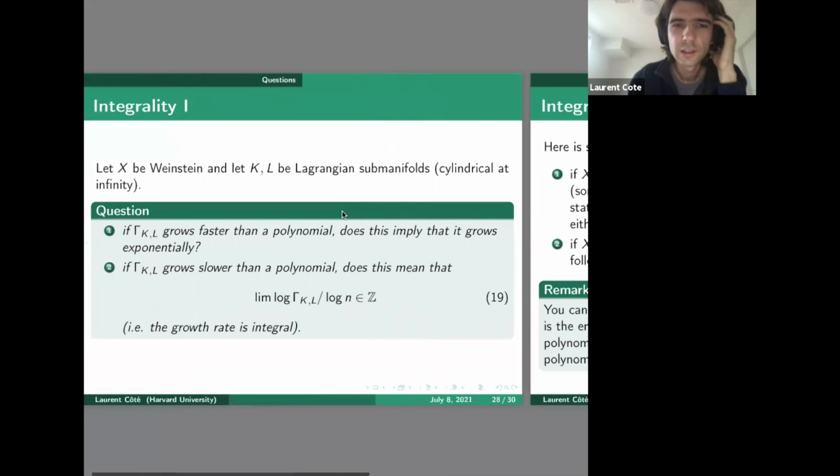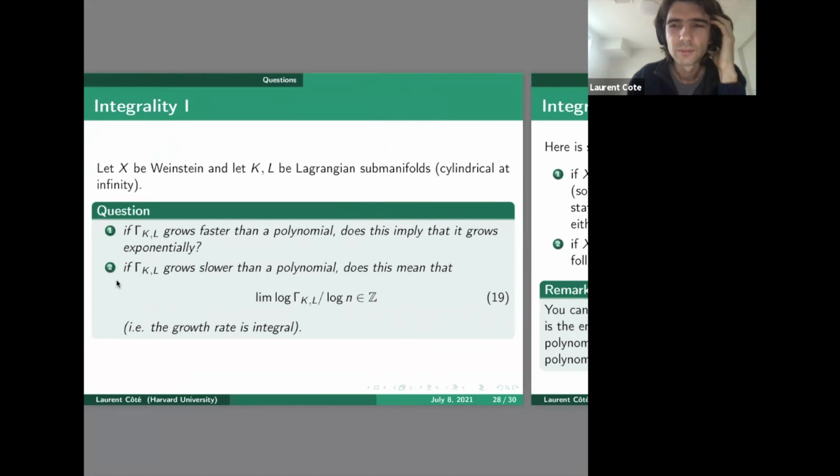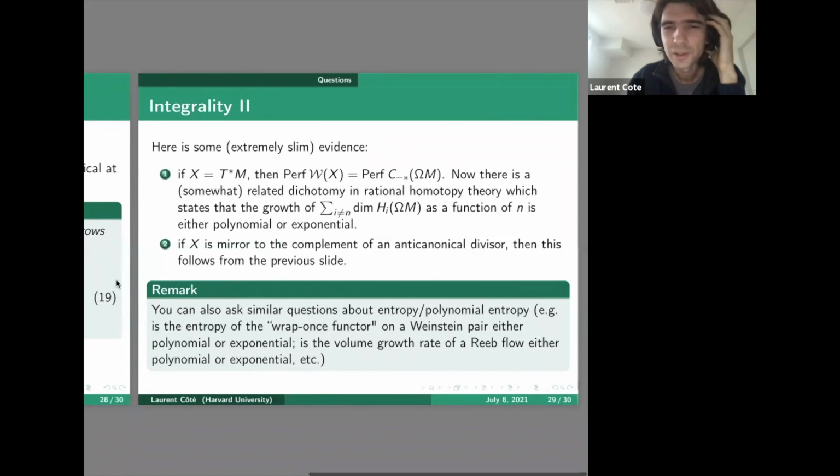There are many cases which are not covered by this attempt. Concerning the integrality question, question number 2, the only piece of evidence we have is that in the case where X is mirror to the complement of an anticanonical divisor, then this follows from the computation that I mentioned in the previous slide. It also seems to some degree like, at least for examples which have algebraic mirrors, you would expect this growth to be something integral. But this is extremely flimsy evidence. You can also ask similar questions about entropy, polynomial entropy, entropy of various spherical twists, which I mentioned earlier. These questions might actually be more natural. I'm not sure, but in any case, we don't know answers to any of them.